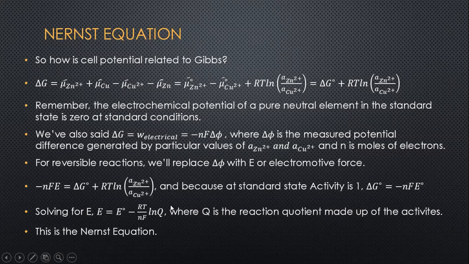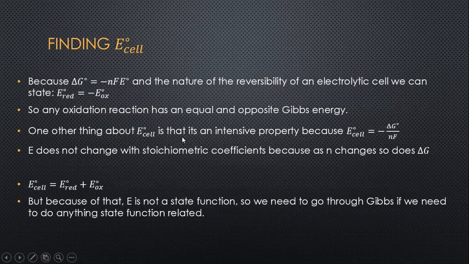But this is just a fancy way of looking at something we learned in general chemistry. How do we actually find the E cell? Because delta G standard is equal to negative nFE standard. Given the nature of the reversibility of the electrolytic cell, we can simply say E standard reduction is equal to the opposite of E standard oxidation. So any oxidation reaction has an equal and opposite Gibbs energy.